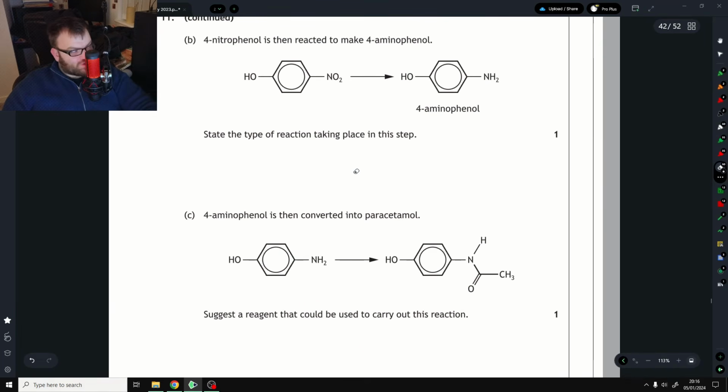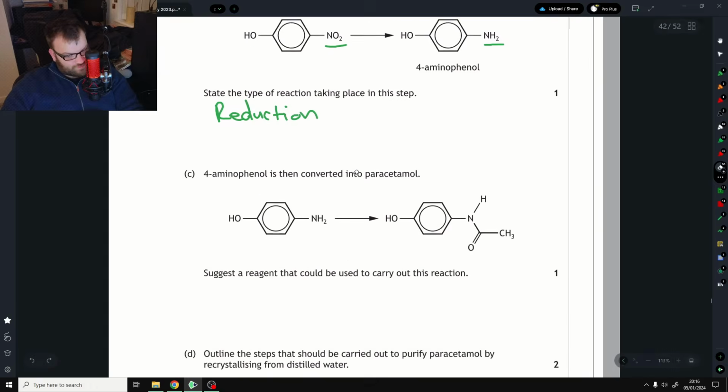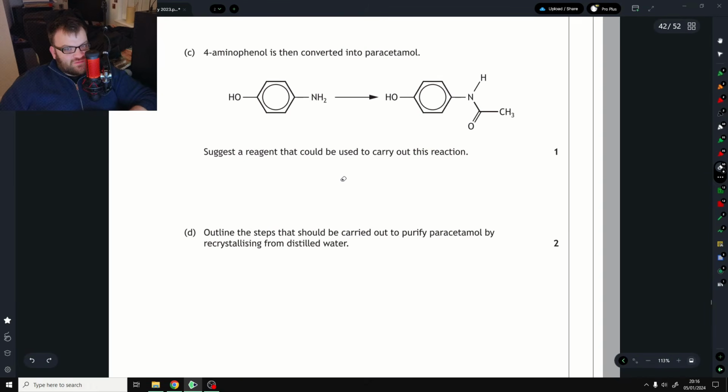Next question, we're asked what type of reaction is taking place. We are taking an NO2 and turning it into an NH2. We're losing oxygen. We're increasing the hydrogen. That's going to be a reduction reaction taking place. In this one, we're asked to suggest a reagent that could be used to carry out this experiment. We have an amine turned into an amide.